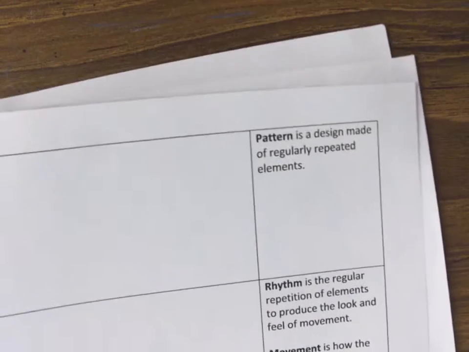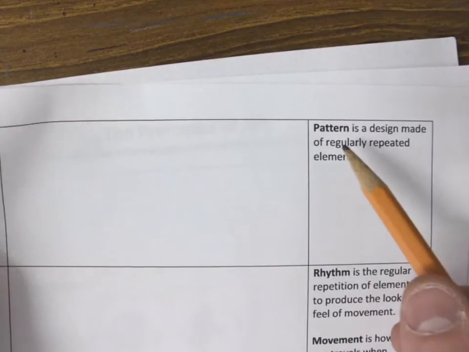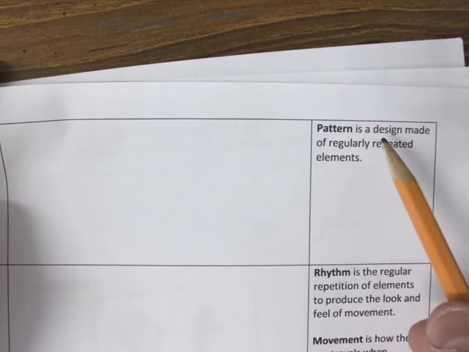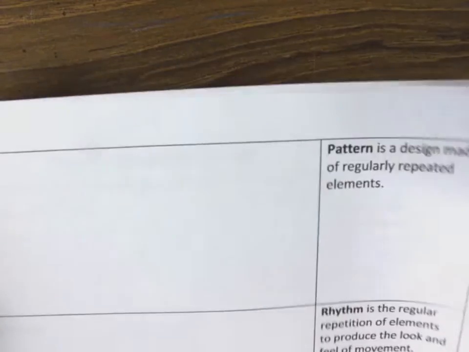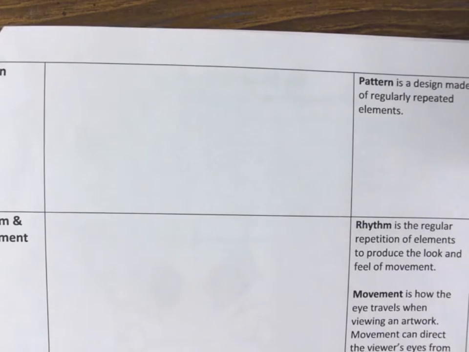Okay, so the next principle that we're going to discuss or review is pattern. The definition of pattern is a design that is made of regularly repeated elements, okay? So you can make a pattern using any of the elements of art.